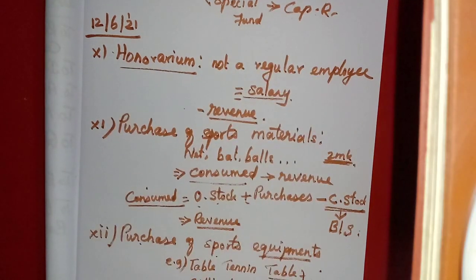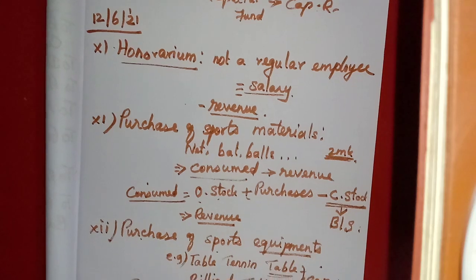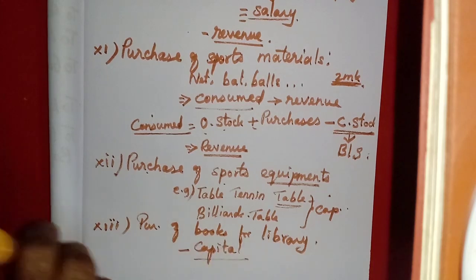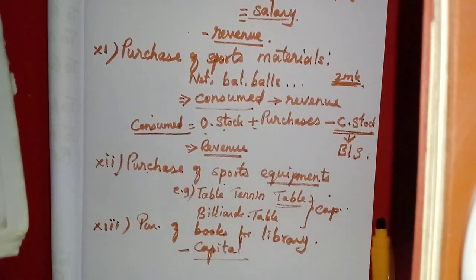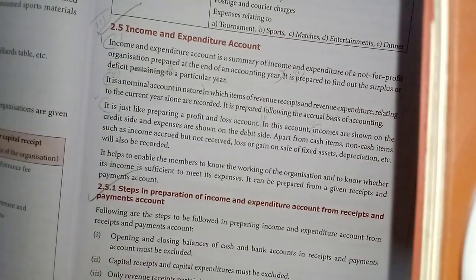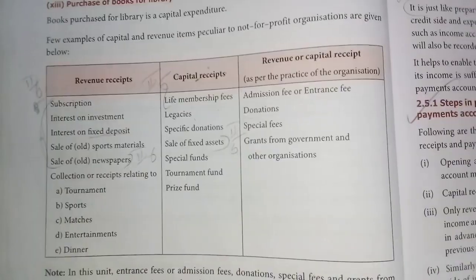Now around 13 items we have learned. In the book they have given pages, I will send you the book, and there you can learn. The revenue receipts, they have asked for some examples here.